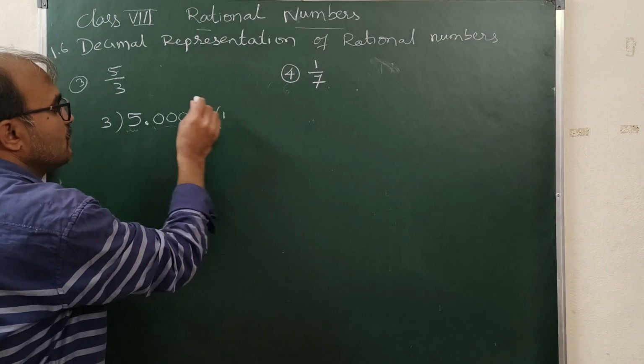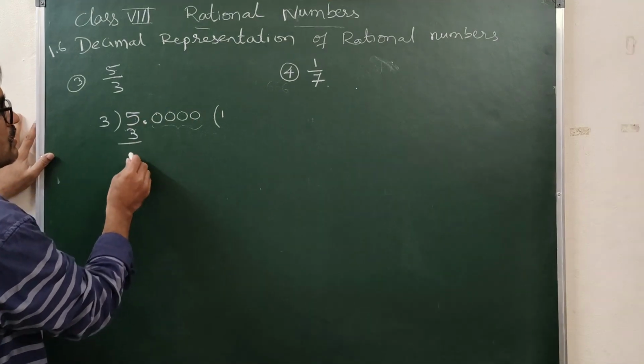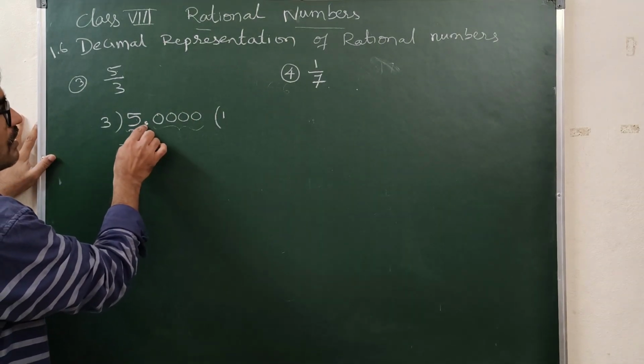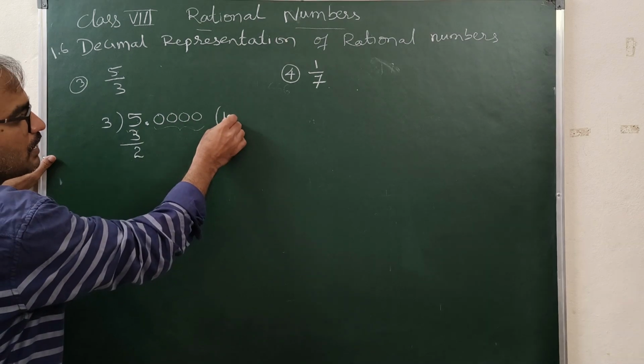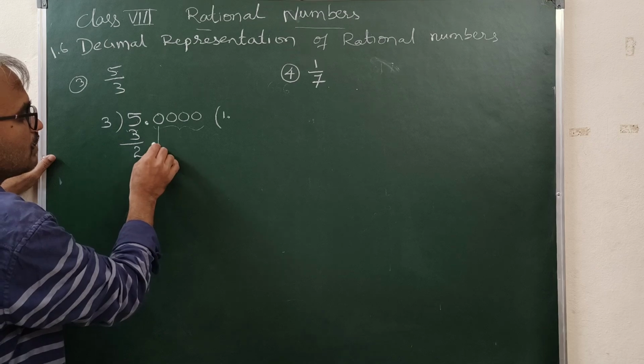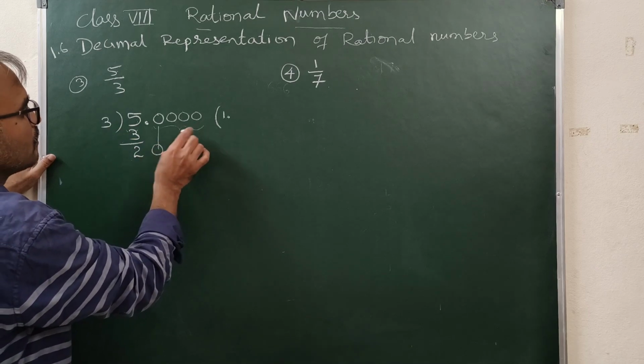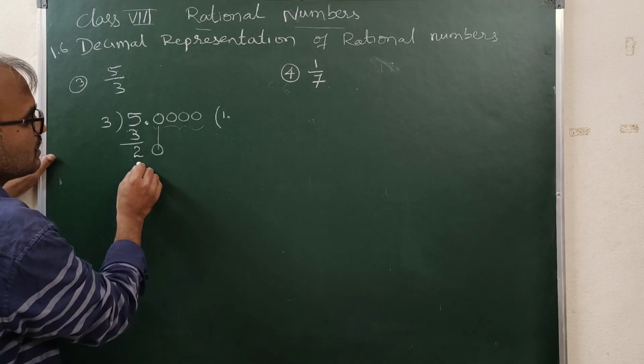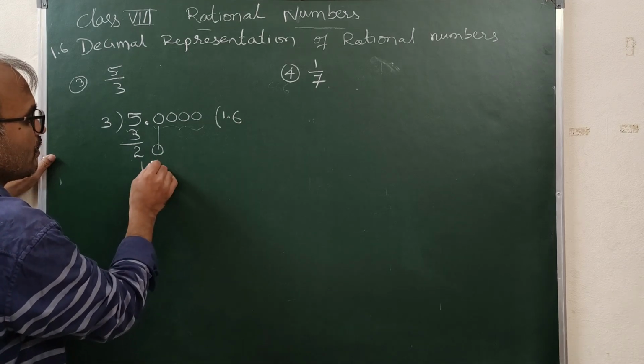So now 3 ones 3. Subtract, you will get 2. As you are crossing the decimal point, keep the point here and write. You can now write this 0. The number became 20 now. So you know already 3 sixes 18.